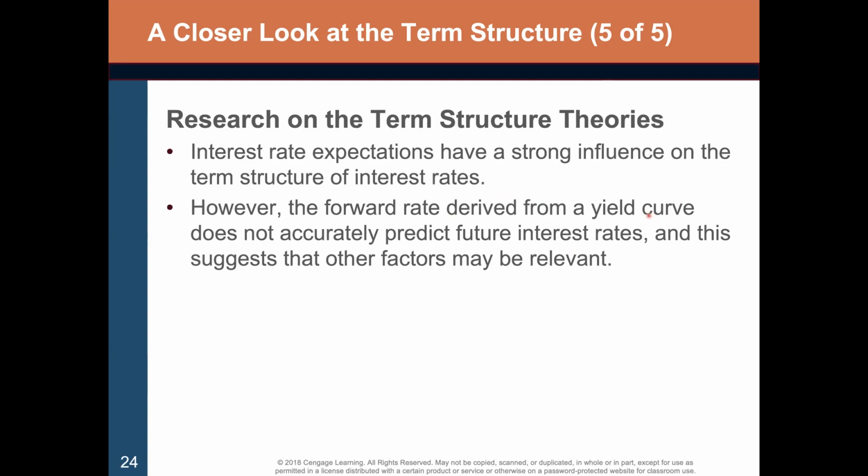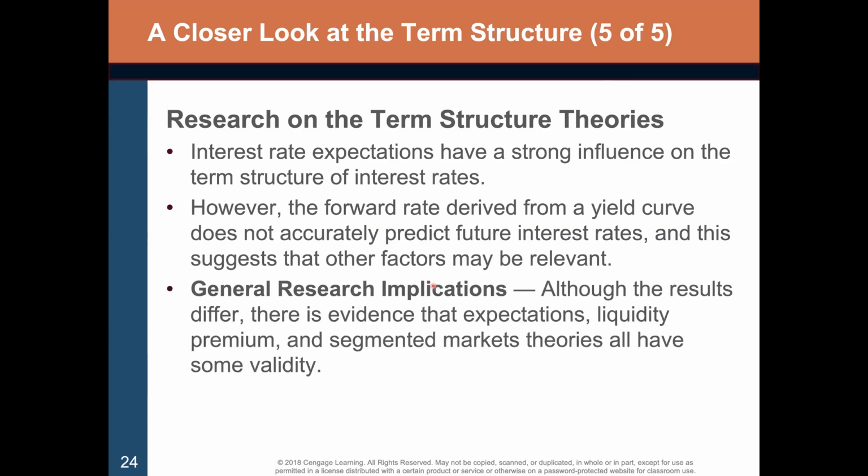If we look at the yield curve and see the current yield to maturity for a 10-year security, usually if we go 10 years into the future, it was not accurately predicted. This suggests that other factors may be relevant when looking at term structure and how they affect interest rates. So, some general research implications: although the results differ, there's evidence that expectations, liquidity premium, and segmented markets theory all have some validity. To a certain extent, all of them have been shown to be valid.